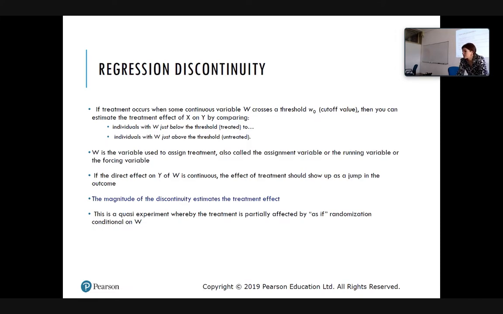And what does regression discontinuity do? Basically, it compares. The aim is to estimate the treatment effect, so the effect of attending the summer school on the grades of individuals. And what does the regression discontinuity do? It compares those individuals with grades at my exam just below the threshold, so just below 25.